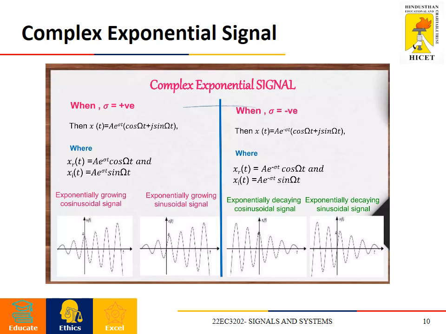Here we have already seen that s equals sigma plus j omega. If sigma is positive, then it is an exponentially growing signal. If sigma is negative, then it is an exponentially decaying signal. For that we have a formula, that is x of t equals a e power sigma t times cos omega t plus j sine omega t. According to the sigma, it can be either a growing exponential signal or a decaying exponential signal.